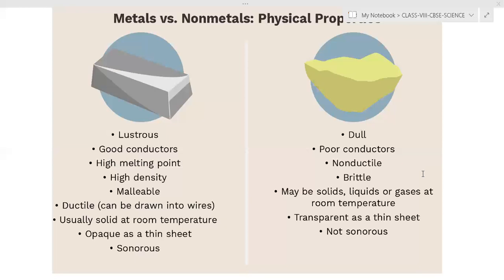1. Reaction with oxygen. 2. Reaction with water. 3. Reaction with acids. 4. Reaction with bases. And 5. Reaction with salts. First, reaction with oxygen. Metals react with oxygen to form metal oxides. Metal oxides are basic in nature.